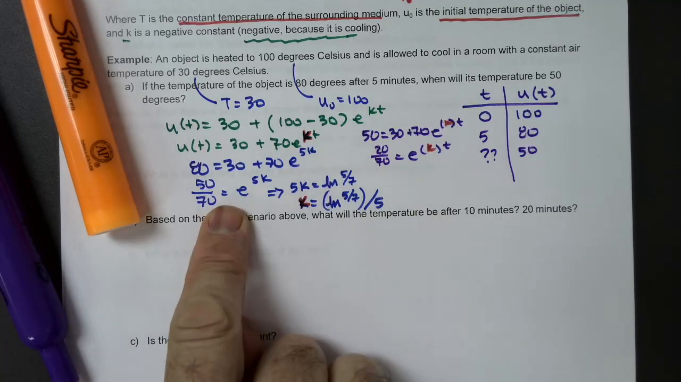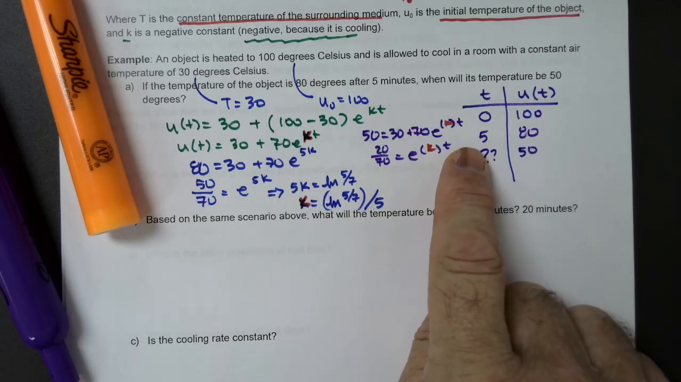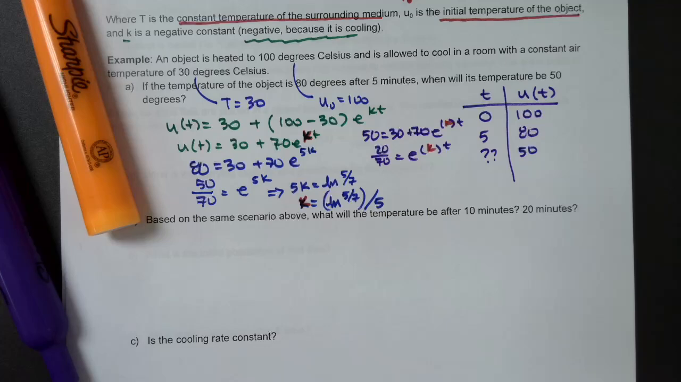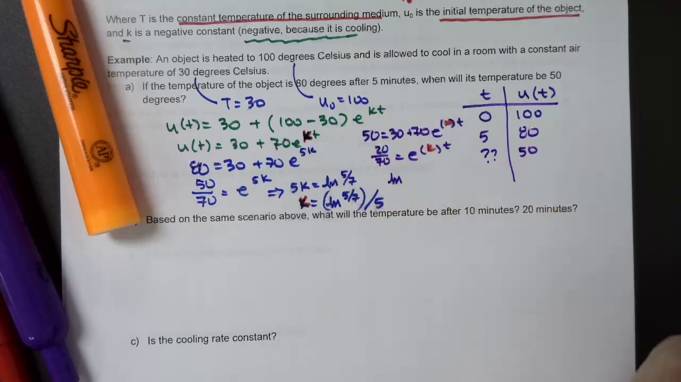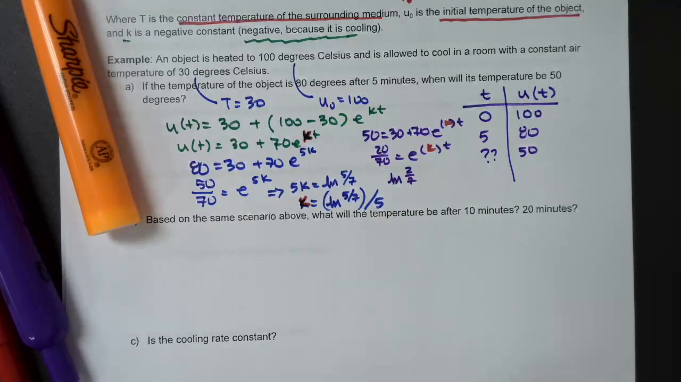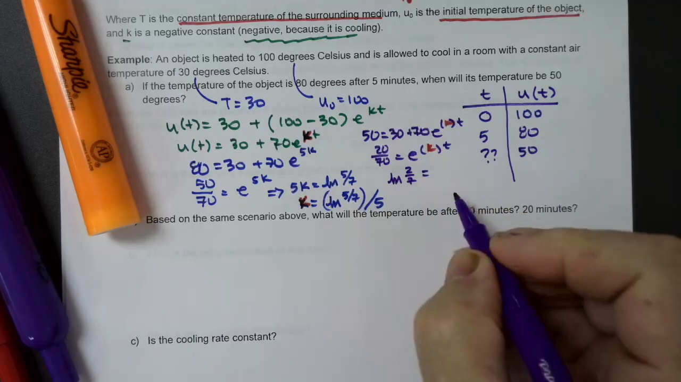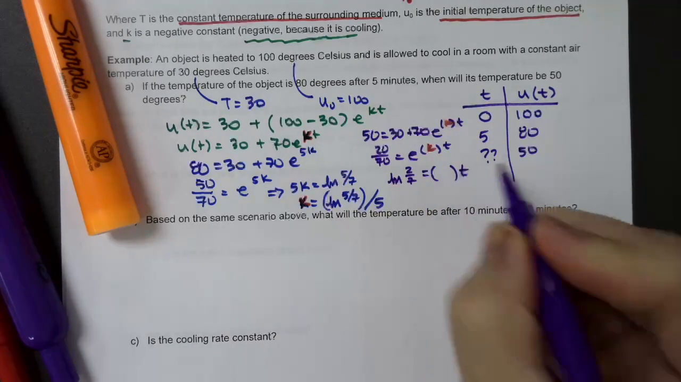And just like we did over here, in order to solve for t this time, we'll do the same thing. We'll take the natural log of both sides, which means the natural log of 20 divided by 70 would simplify to 2/7 equals this k value times t.